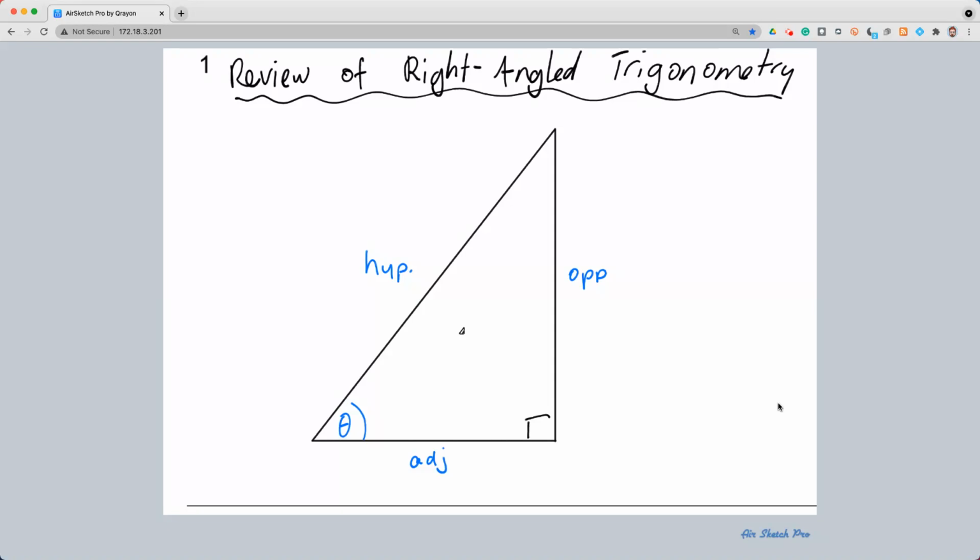Who can remember what, I just said them, probably not much of a recall here. Who can remind me of what those three trigonometric ratios are? Just the names of them, not how they're defined.